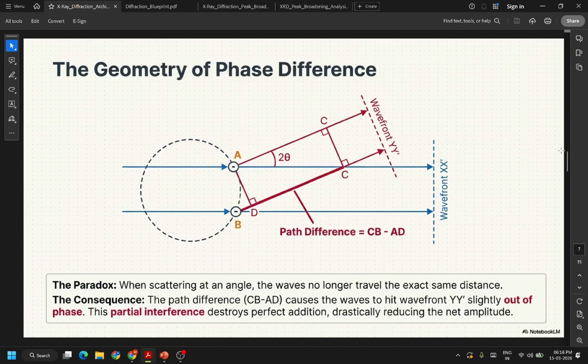So the paradox: when scattering at an angle, the waves are no longer traveling the exact same distance. So it creates a path difference, and that path difference causes the waves to hit the wavefront slightly out of phase, and this partial interference destroys perfect addition, which will drastically reduce the net amplitude, and which will result in whether we are able to see some peak or not.